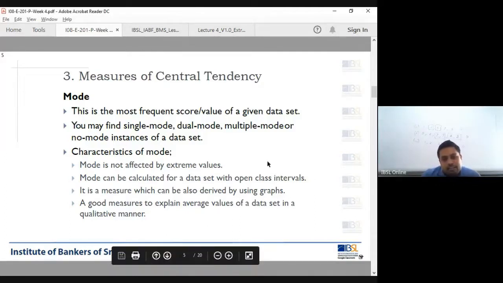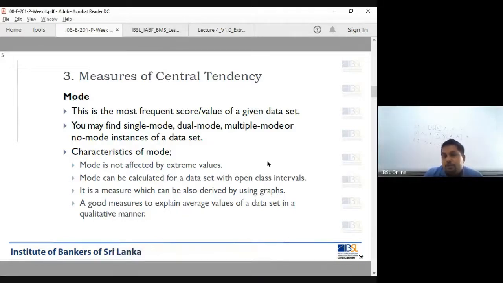These are some of the characteristics of the mode. Mode is not affected by extreme values. It's very important. This point is very important. Mode is not affected by extreme values. I'll come to another example. Let's look at the second one.